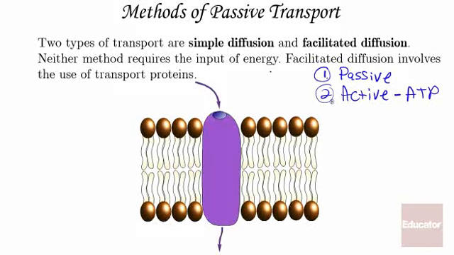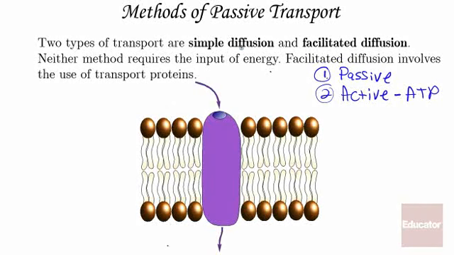In this slide, we're looking just at passive transport. And there are two types of passive transport. The first is simple diffusion, and the second is facilitated diffusion. Starting out with simple diffusion. Simple diffusion means that the substance that is crossing the cell membrane does not require a transport protein.